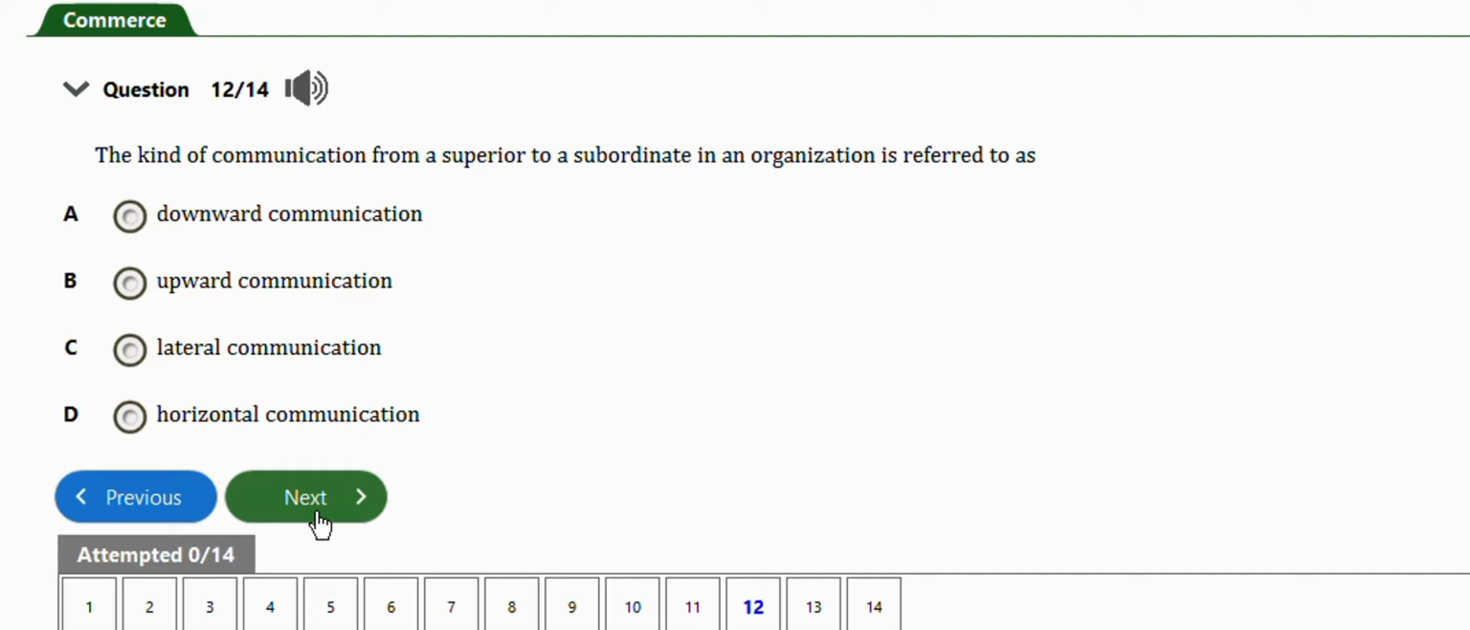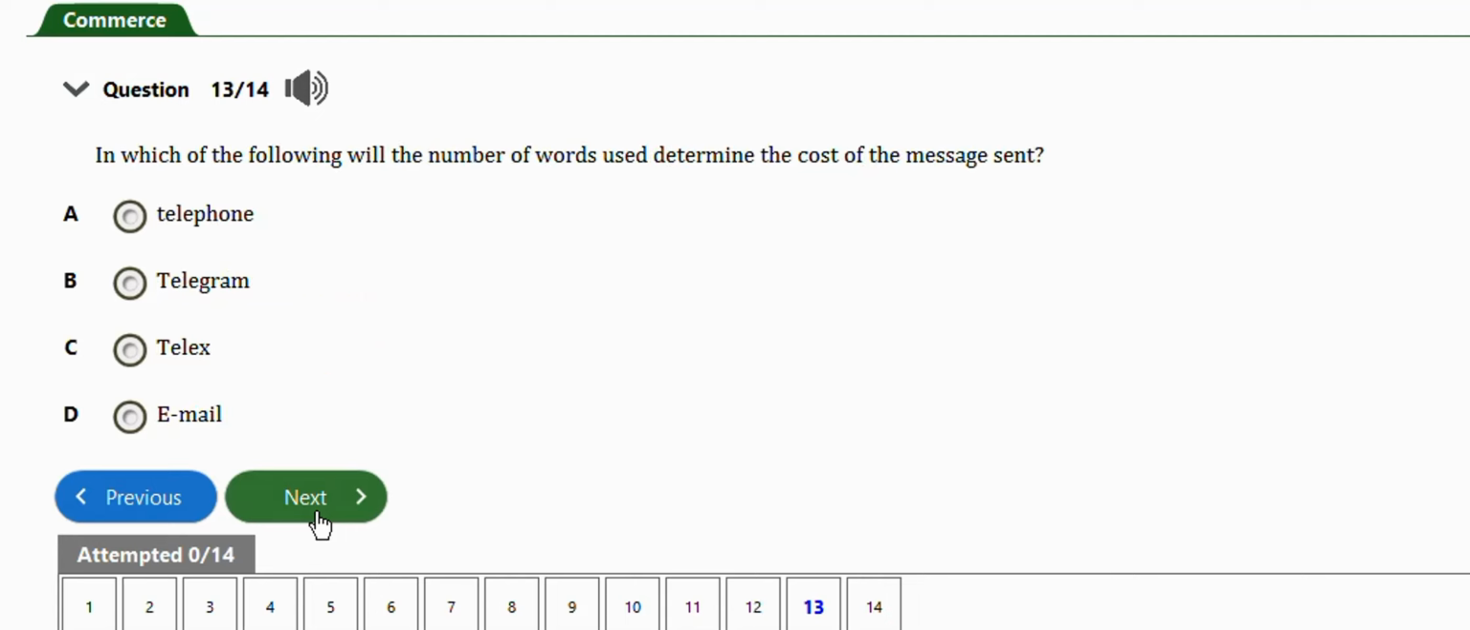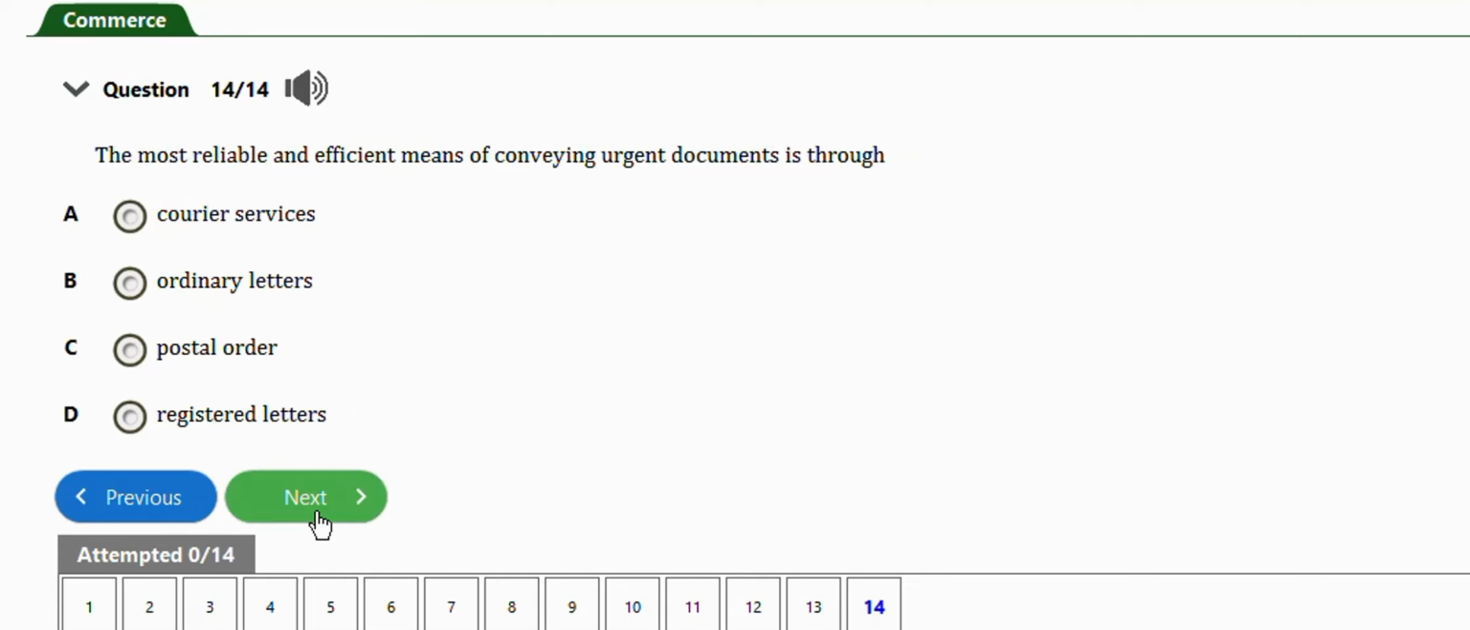Very important. Next question is this one. It says in which of the following is the number of words used to determine the cost of message sent. We have telephone, telegram, telex, email. The right answer is option B, which is telegram. The last question for this video is this one. It says the most reliable and efficient means of conveying urgent documents is through we have courier services, ordinary letters, postal order, registered letter. The right answer is option A, which is courier services.